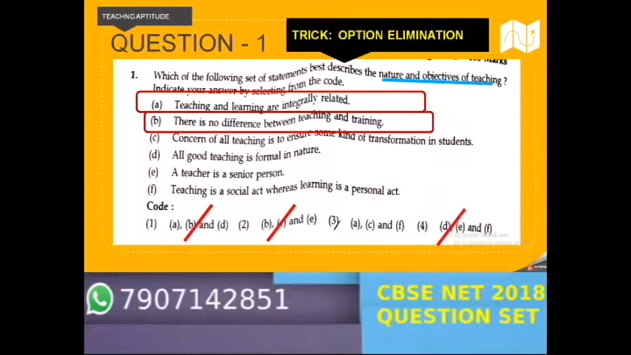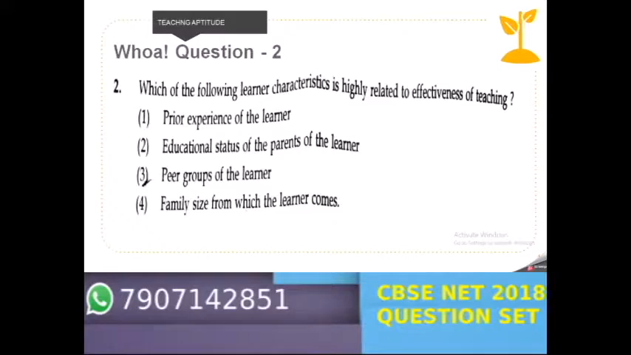So I am eliminating option 1. Option 1 is eliminated, option 2 eliminated, and option 4 also eliminated. We don't need to read the further statements, and we can fix the right answer as option 3. This is the best trick for finding the right answers in your UGC CBSE NET Paper 1 question paper. Follow these techniques, which make it very easy to find right answers. You can follow the elimination trick only when there are multiple choices.